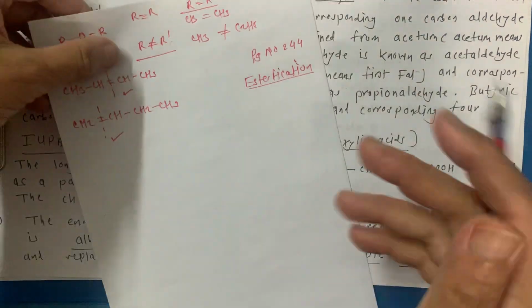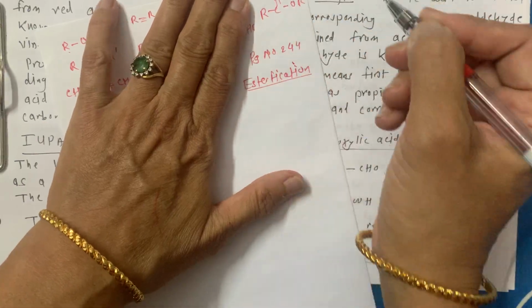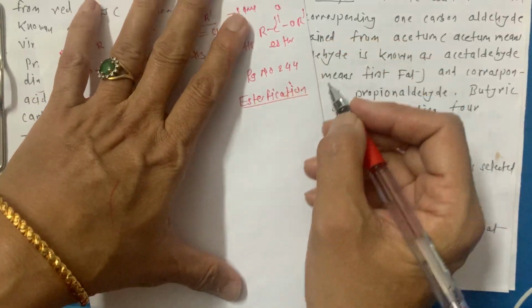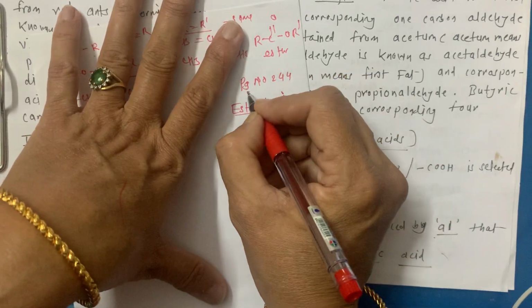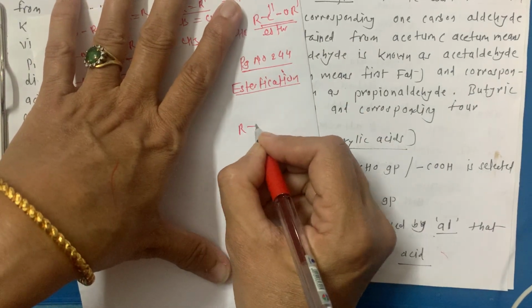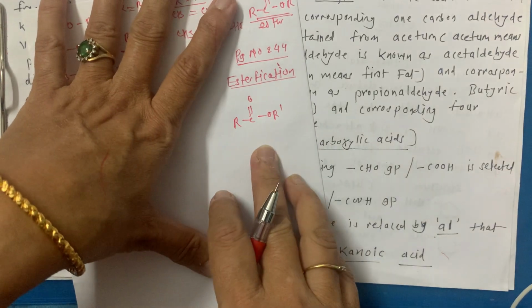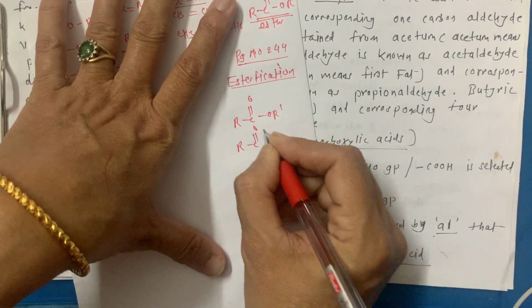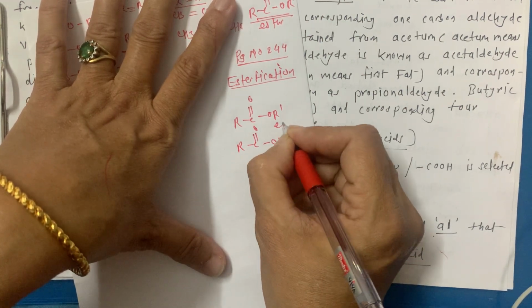Then if this is RC double bond OOR dash, this is known as ester. We studied esterification of alcohols and phenols, that is on page number 244. This is our ester group, RC double bond OOR dash. What is the similarity between carboxylic acid and ester? Here it is RC double bond OOH. This is acid, while this one is ester.